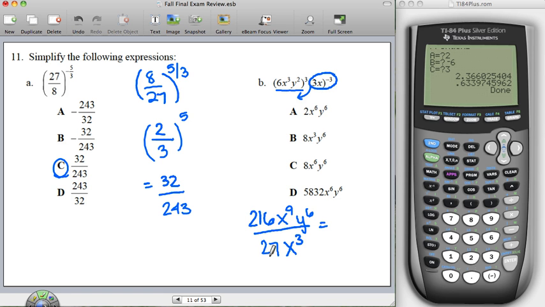216 divided by 27 is, I'm assuming, going to be 8. Yes. And then x to the 9th over x cubed is going to be x to the 6th. And then finally y to the 6th. So my correct solution for B is going to be C.